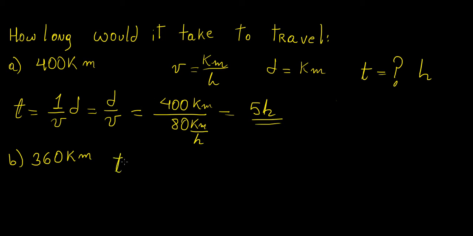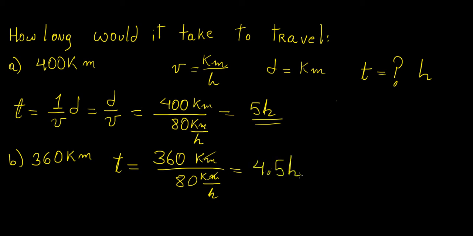Now let's use the same one here. We have 360 kilometers divided by 80 kilometers per hour. The units of kilometers cancel out. The hours come to the top because of that division of fractions that we already discussed in previous videos. And then 360 divided by 80 is going to be 4.5 hours.